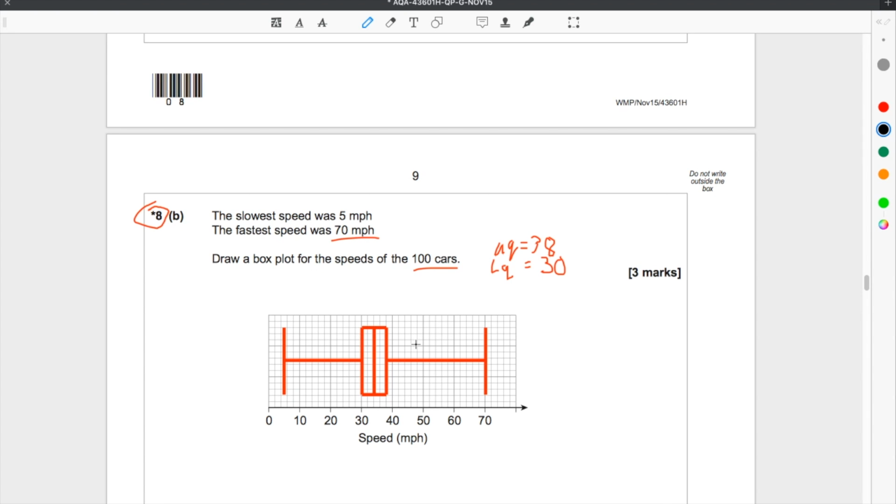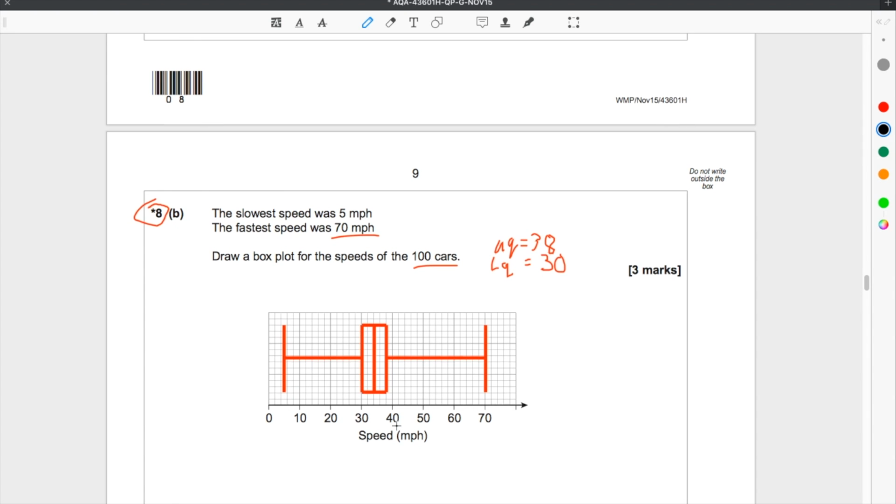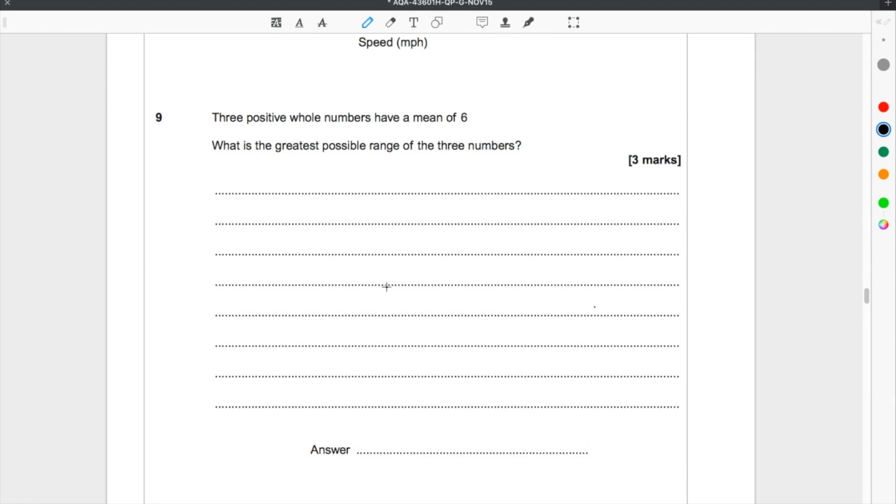Okay, so let's now have a look at question 9. 3 positive whole numbers have a mean of 6. What is the greatest possible range of the 3 numbers? Well, the first thing to do is to realise that if we multiply 6 by 3, this will give us 18, which is the total of the 3 numbers that we're going to have. So the total of the 3 numbers summed together needs to be 18. And we're looking for 3 positive whole numbers with the greatest possible range.